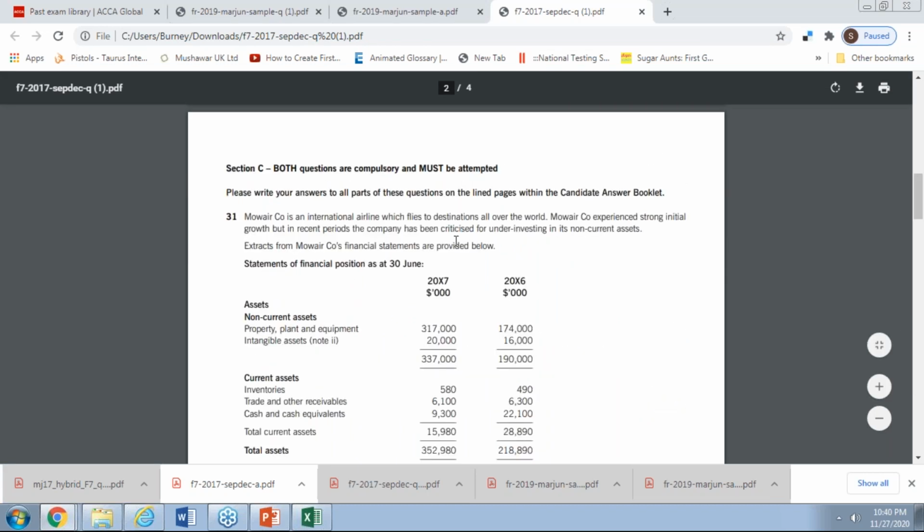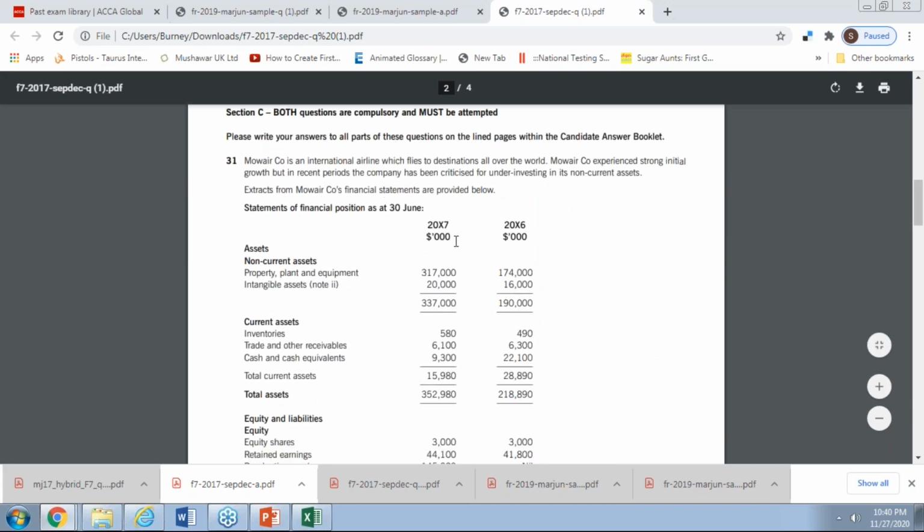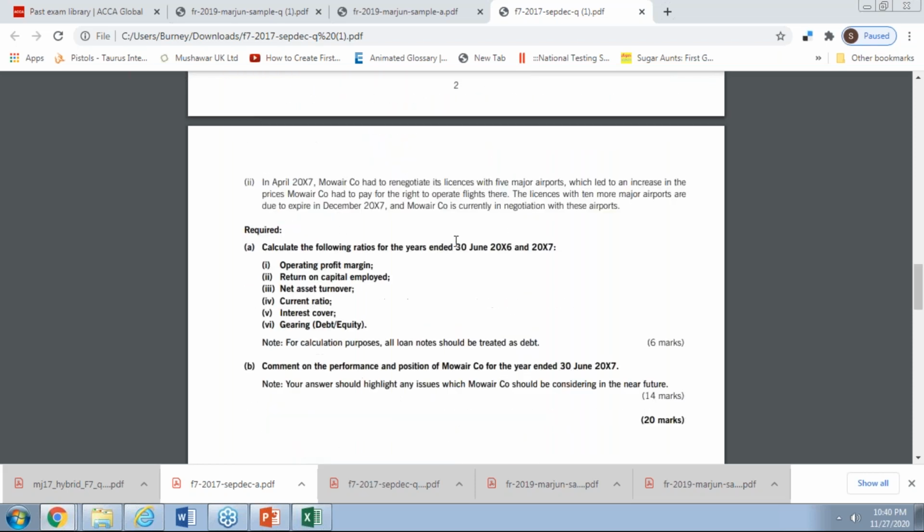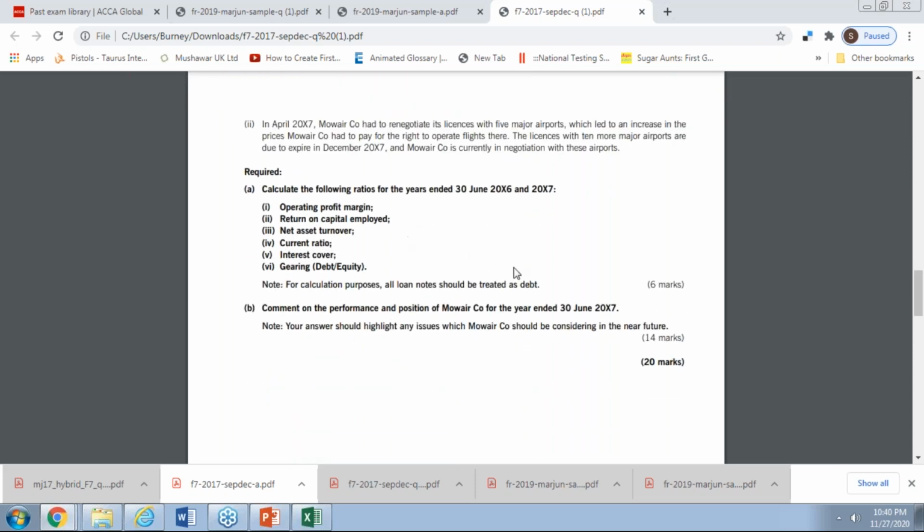Okay, the first one is the Moyer company. Here you can see Moyer is an international airline. We have to work on it. Right now we are working on it. The requirement is just 6 marks. You can see the 6 marks is allocated only to the calculations, and the remaining 14 marks will be for the comment and the interpretation.